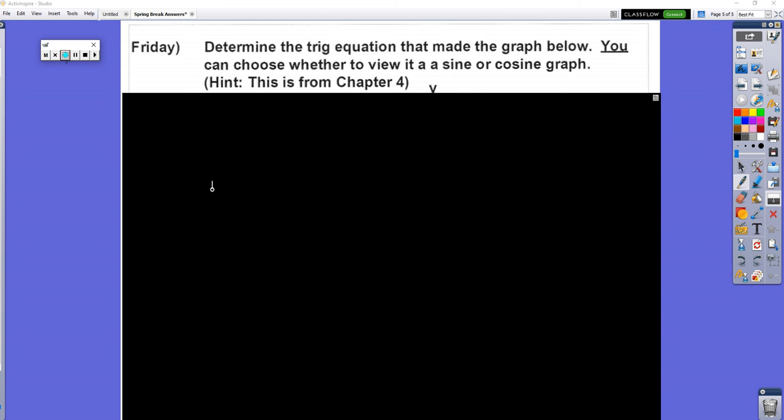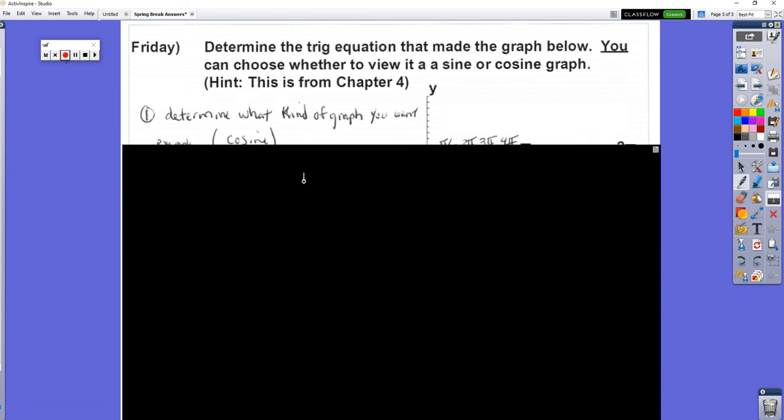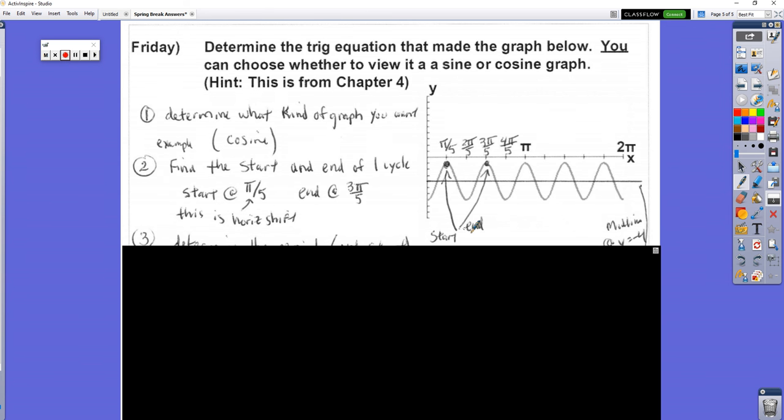Friday's problem says, determine the trig equation that made the graph below. You can choose whether to view it as a sine or a cosine graph. That's up to you. The hint is that this is from chapter 4. So the picture that they have given us is over here.